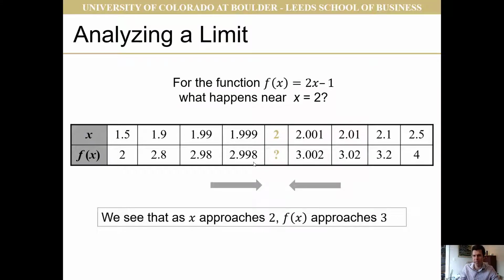Again, we don't care what happens at 2. We know what happens at 2, but we don't care. If we go from the right, as in x is above 2, we put x equals 2.5, we get 4. x equals 2.1, we get 3.2. x equals 2.01, we get 3.02, and so on. And we can see that as x approaches 2, f of x approaches 3. And as I said, you could just plug x equals 2 into your function and you would find out that f of 2 is 3, but that is not always the case, and you can't always plug the number in.